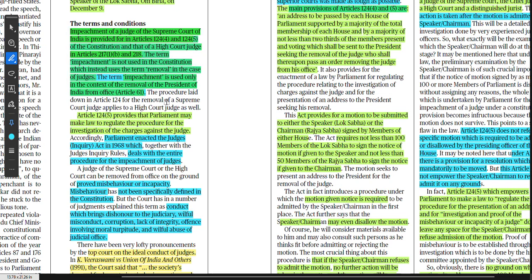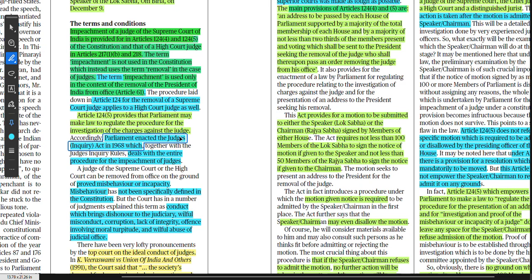The procedure laid down in Article 124 for the removal of a Supreme Court judge applies to a High Court judge as well. It means that all the procedure followed to remove a judge of the Supreme Court under Article 124 will be applied to the removal process of a High Court judge as well. So there is no difference between these two processes of removal.